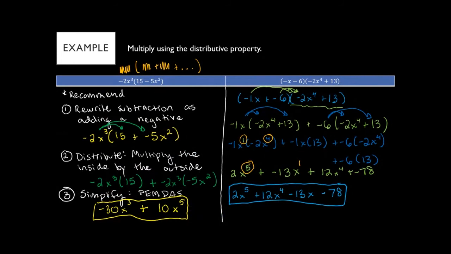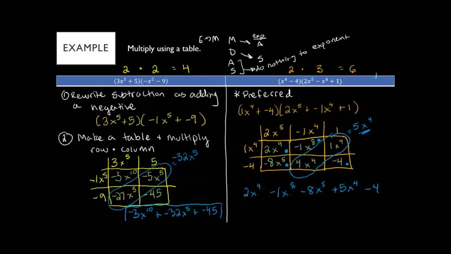Something that you might want to do on your own is to multiply these using FOIL and see if you get the same answer. That's a really good way to practice. Say, okay, we used this method. Let's see if I can get to the same answer using FOIL.